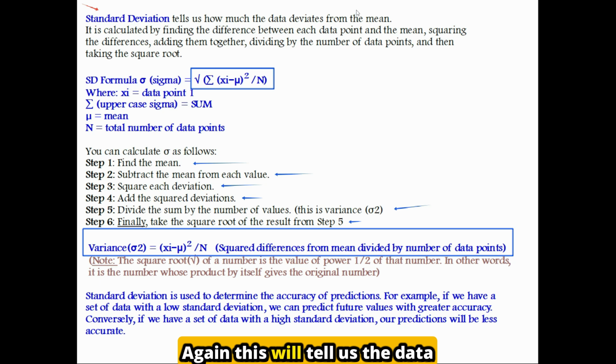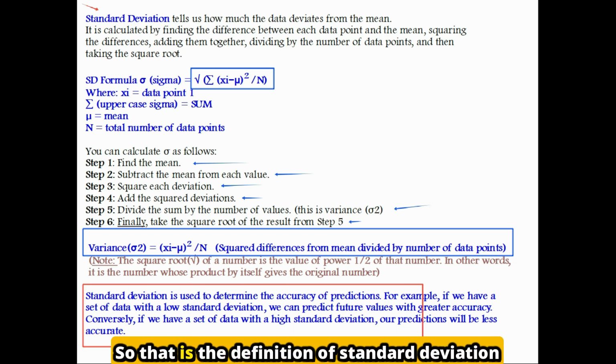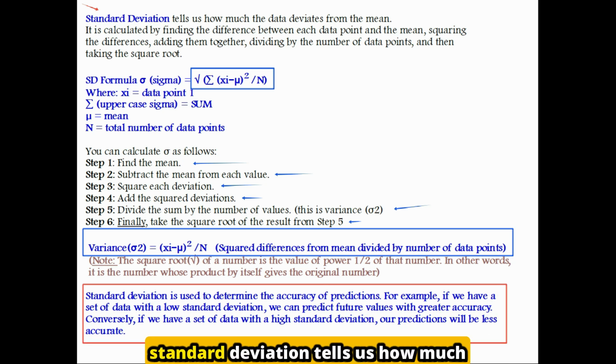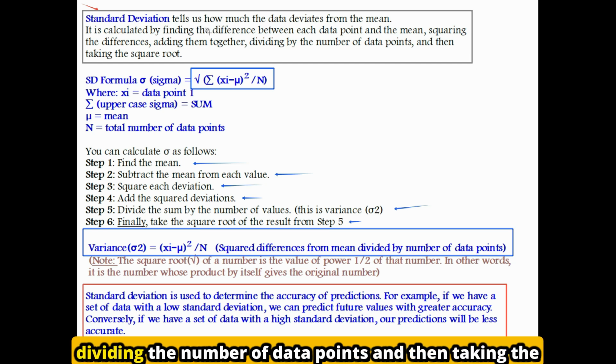And again, this will tell us how much the data deviates from the mean. So that is the definition of standard deviation. Again, to reiterate, standard deviation tells us how much the data deviates from the mean, and it is calculated by finding the difference between each data point and the mean, squaring the differences, adding them together, dividing by the number of data points, and then taking the square root.